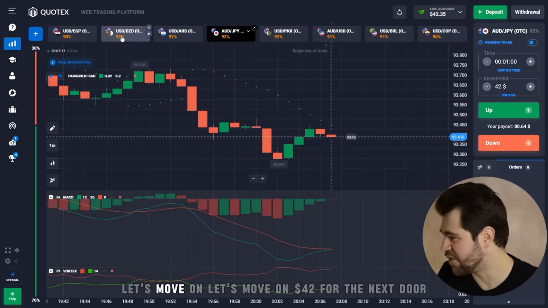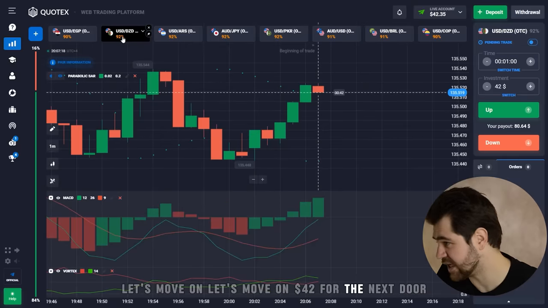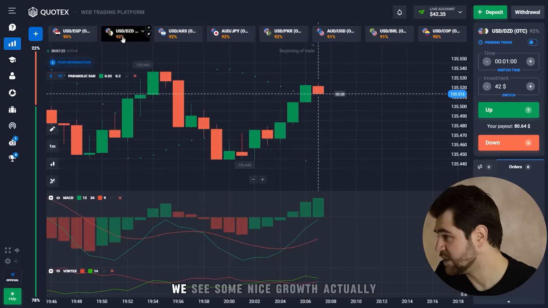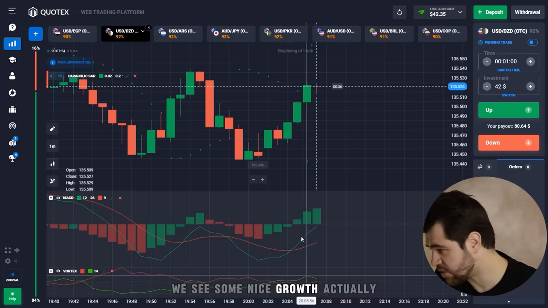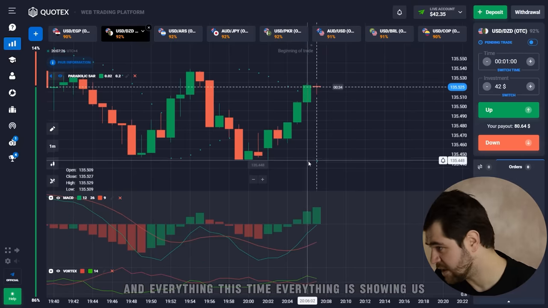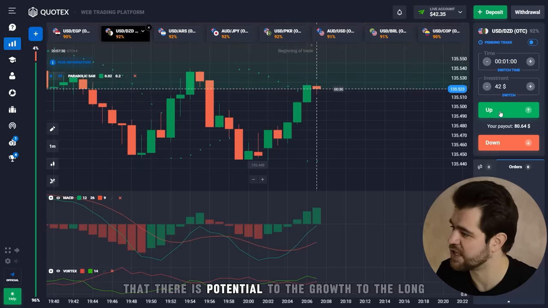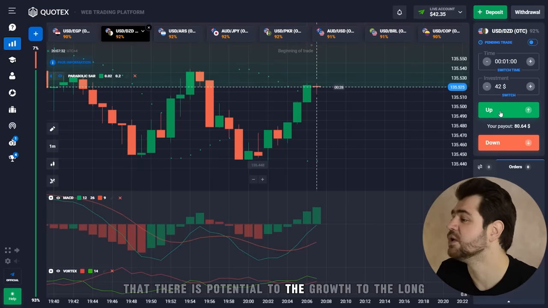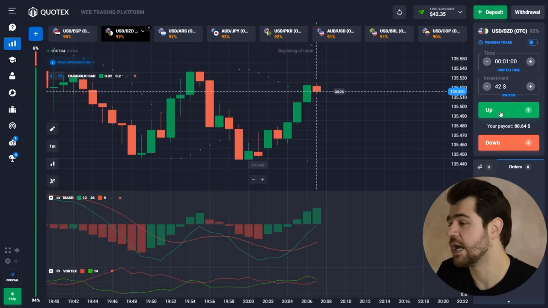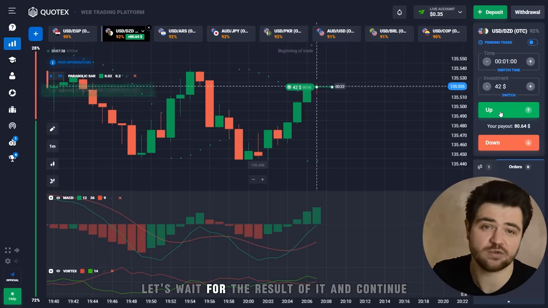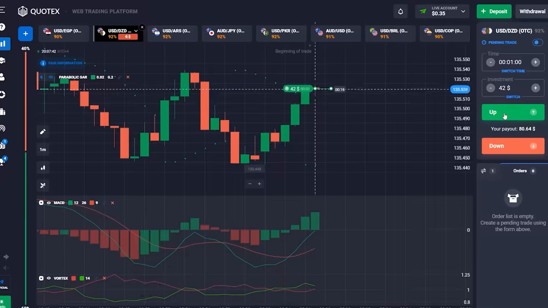Okay, let's move on. $42 for the next option. And what we see here, we see some nice growth actually, and this time everything is showing us that there is potential for growth, to the long. And we're gonna go in with the call option for 1 minute. Let's wait for the result of it and continue.